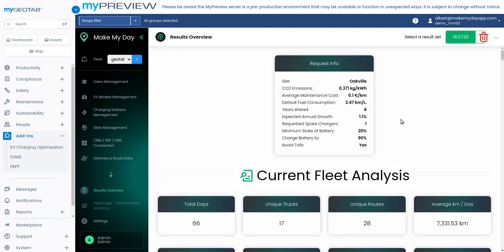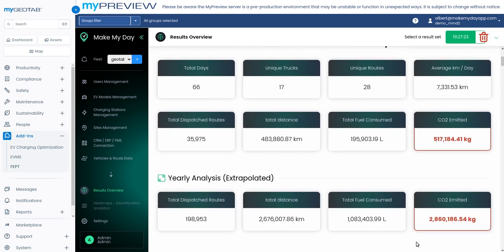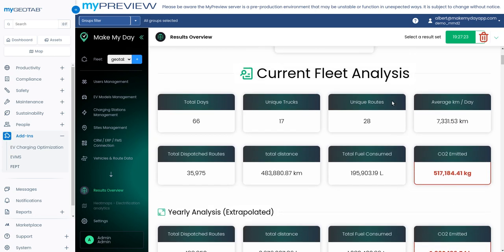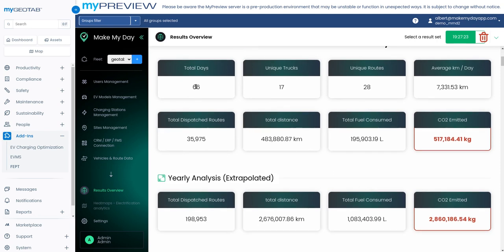And now we use this data, the data that we read from the historical behavior of the fleet, the historical drives and the log file of the current ICE vehicles, and the parameters that we entered in order to analyze the behavior of the fleet with electric vehicles. So we can see, for example, the current CO2 emitted. This is the current data. We have like 66 days of data of driving 17 different trucks, 28 different routes.